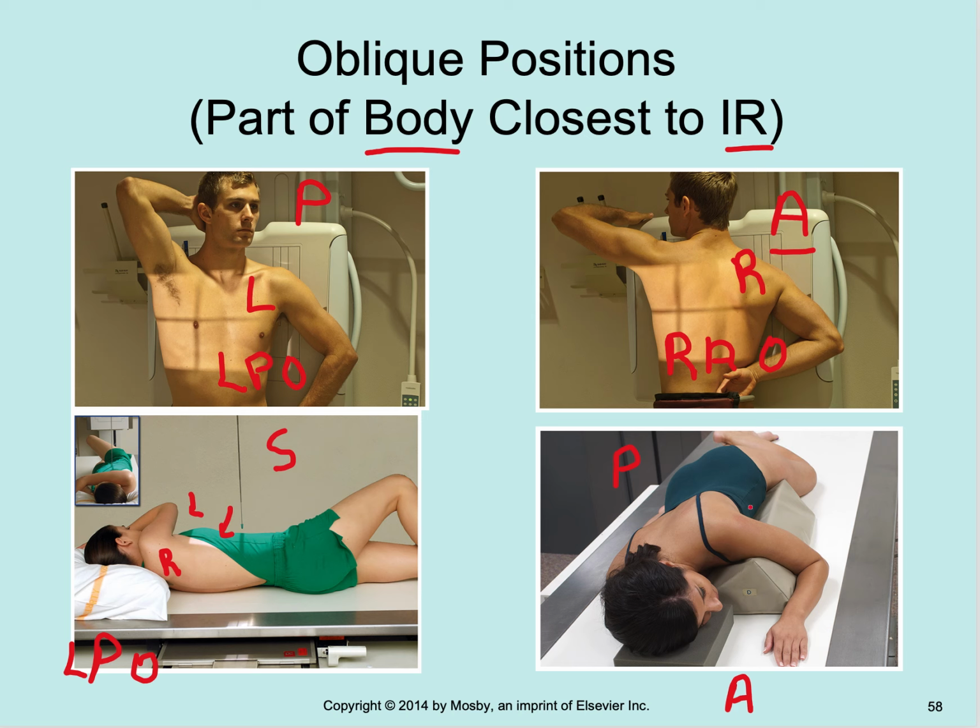Okay, because the left side is closest, the posterior side is closest, and it is in an oblique position, so LPO. This one here, we can see that the left side is elevated, the right side is closest. So as we talk about this one, the side closest is the right side, the anterior side is closer, and it is obliqued. So this is an RAO position, okay?